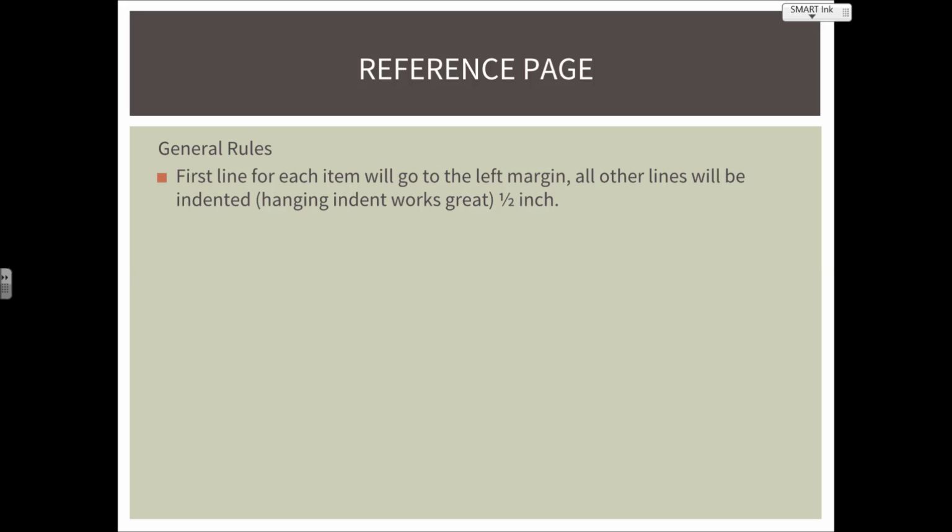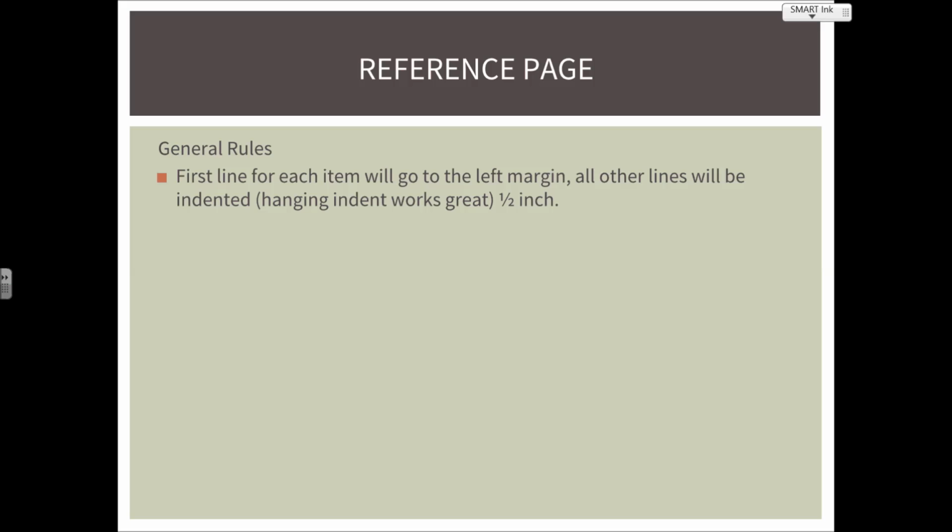Your reference page. Some general rules. First off, in your paper, we're indenting the first line of a paragraph by half an inch. On your reference page, it's exactly the opposite. The first line goes to the margin. The second and other lines for that one reference will be indented to half an inch. And I'll tell you later on how to do that.